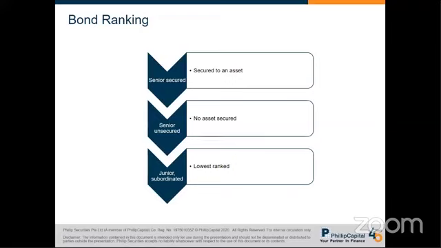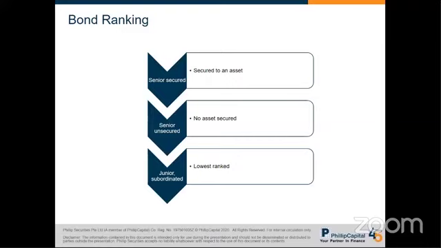Senior secured bonds are usually secured to an asset. It could be a physical property. So when the issuer pegs the bond to a physical property, it means that if they are unable to pay the face value of the bond back to the investors on the date of the bond maturity, they will have to sell the property to pay off the bond.